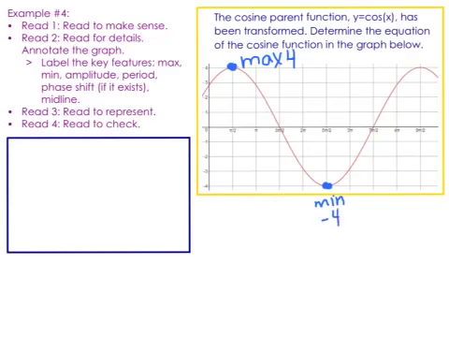Again, that helps me to determine my midline. So my midline is right here in the middle of 4 and -4. So it's at 0. So my midline is y equals 0. Again, that tells me then that k is equal to 0. So there was no vertical shift up or down. Again, this helps me determine my amplitude. The amplitude is how far the max is from the midline, or the minimum is from the midline. And so I see my amplitude is 4. So A equals 4.